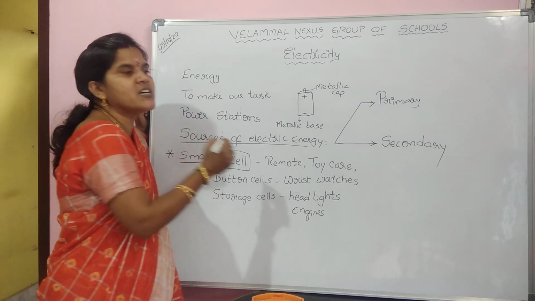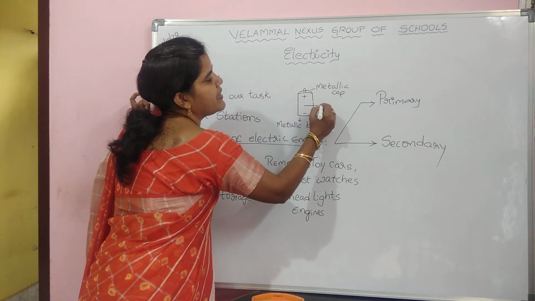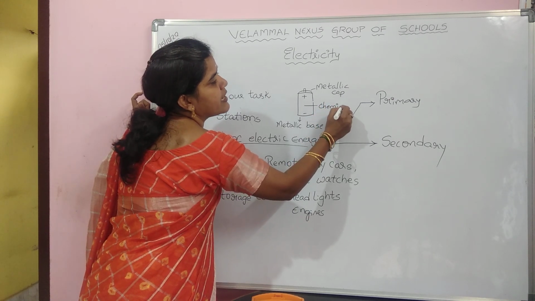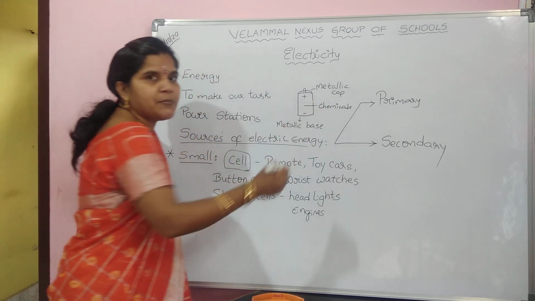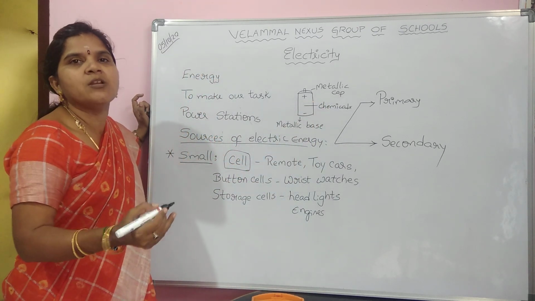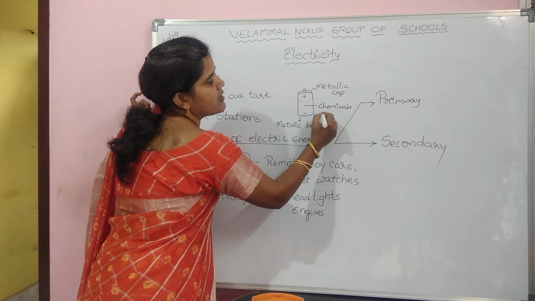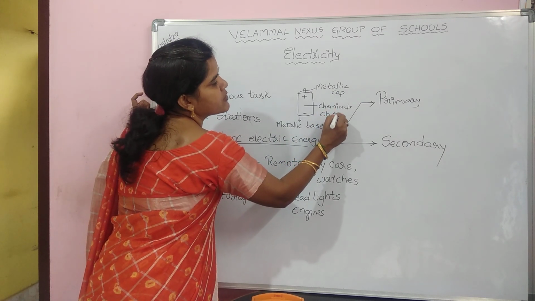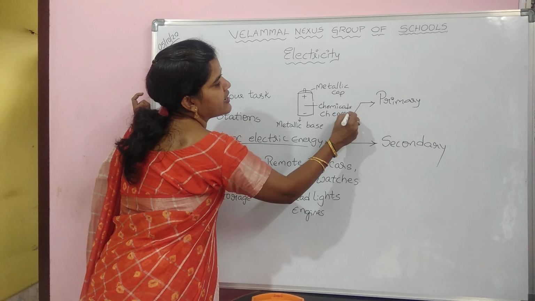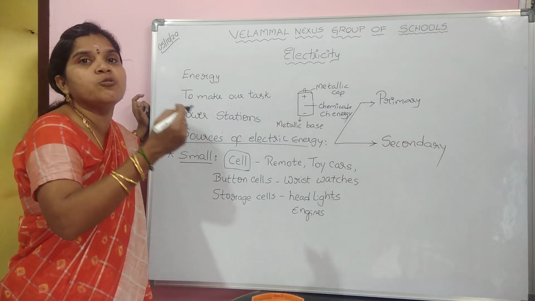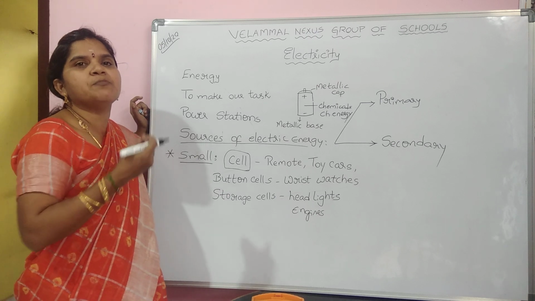How does the cell work? Inside we have chemicals. Inside the cell, what do we have, children? Chemicals. What will those chemicals give you? Chemicals will give you chemical energy. So when this cell is being connected, this chemical energy is being used.